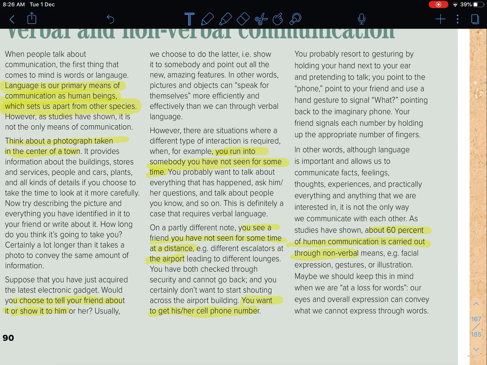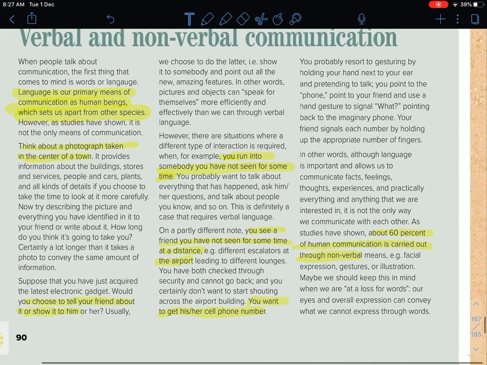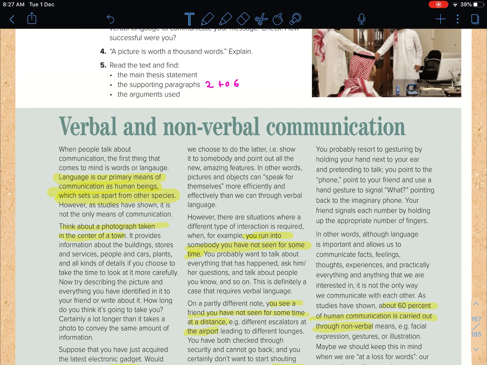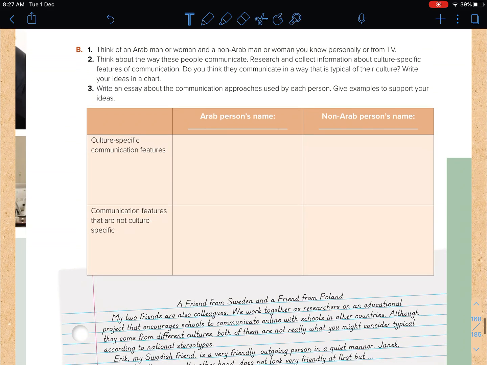Okay. As for the last argument which is used, it was used mainly in the last paragraph. About 60% of human communication is carried out through non-verbal means. Okay, so these are the arguments which were used in the text. Okay, so right now we have covered this part.